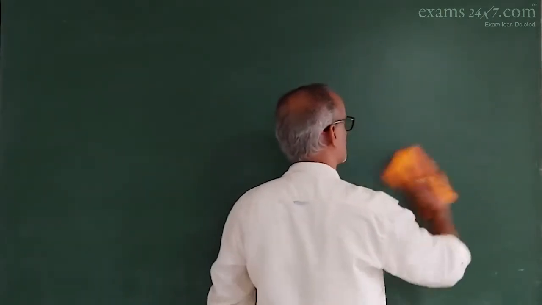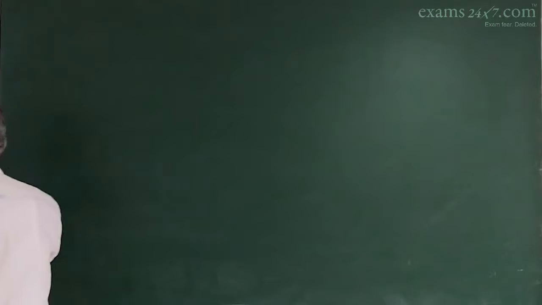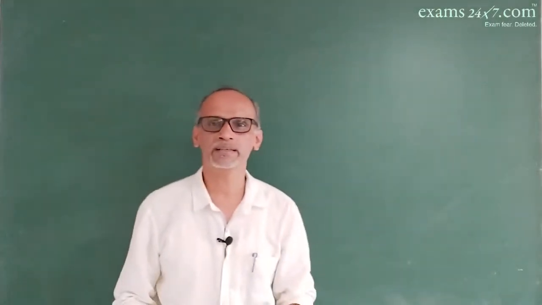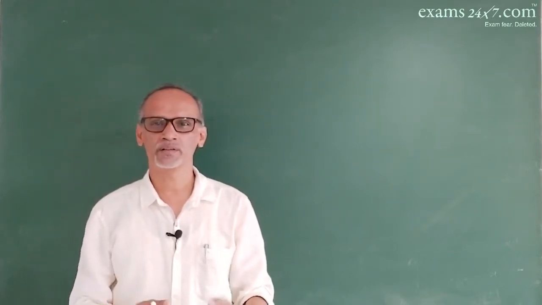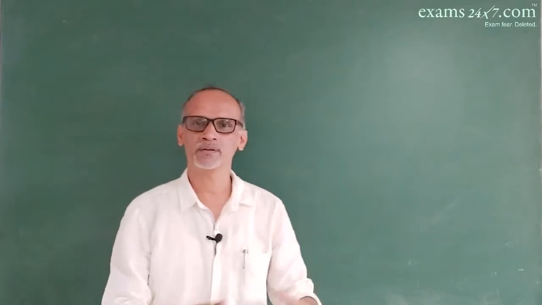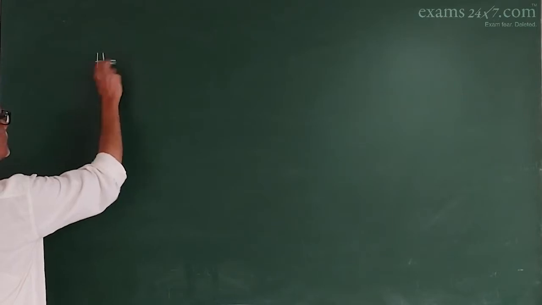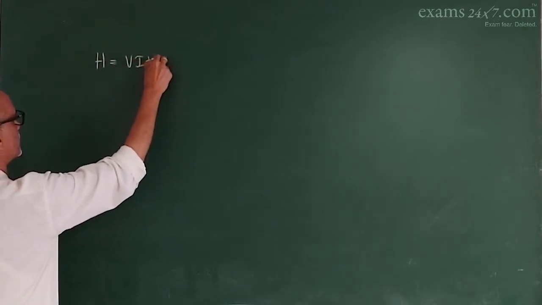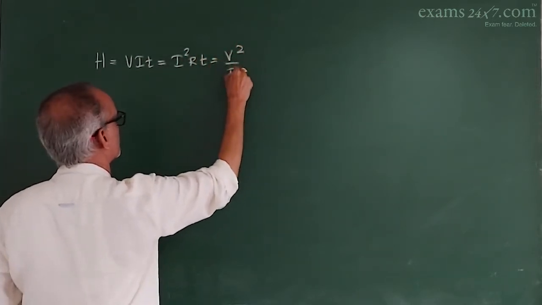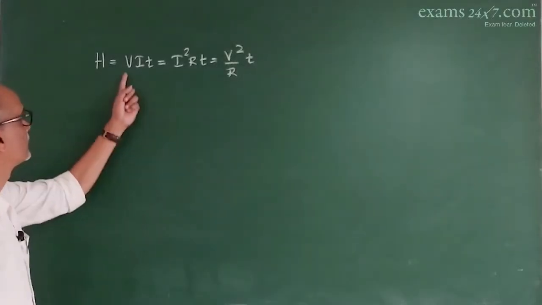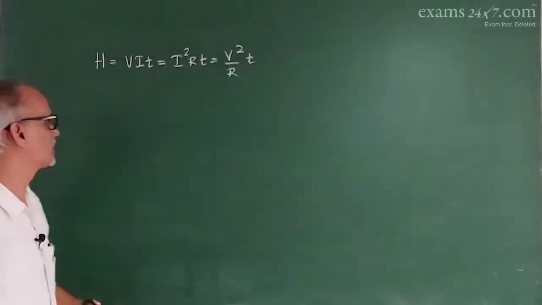When current flows through the conductor, it produces one of the effects called the heating effect of electric current. This heat is generated because of the resistance, because of the continuous collision of the free electrons with the other electrons as well as the atoms. The amount of heat generated in a given time is given by H equals VIt, I squared Rt, and V squared by R into t, where V is the potential difference, I is the current, t is the time, and R is the resistance of the conductor.